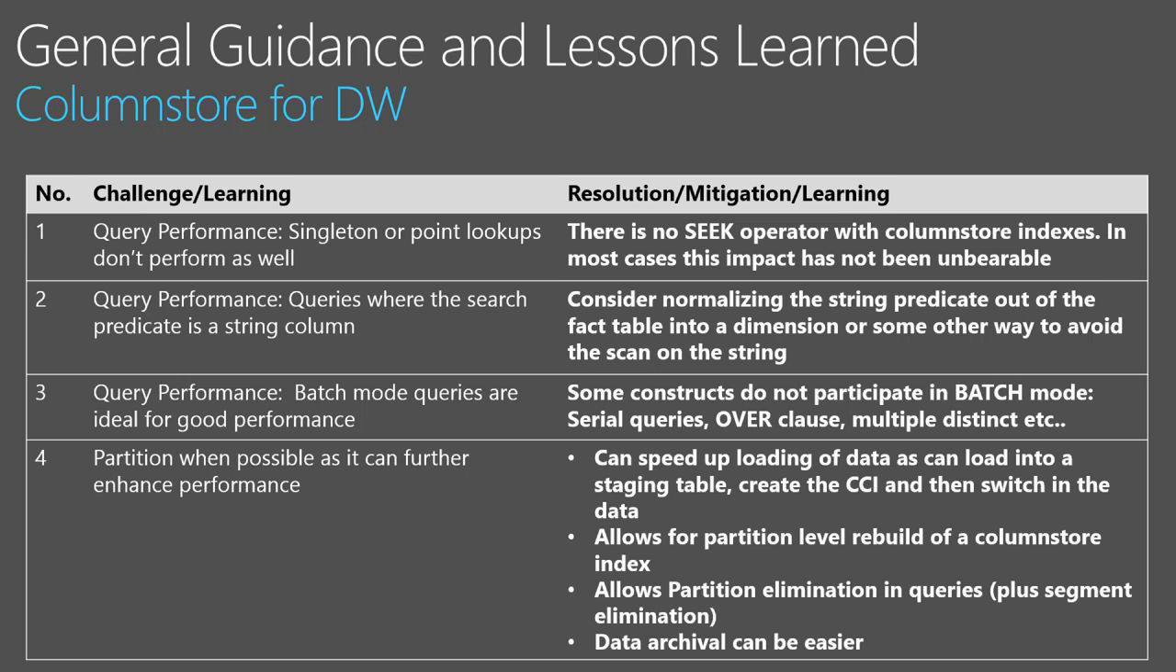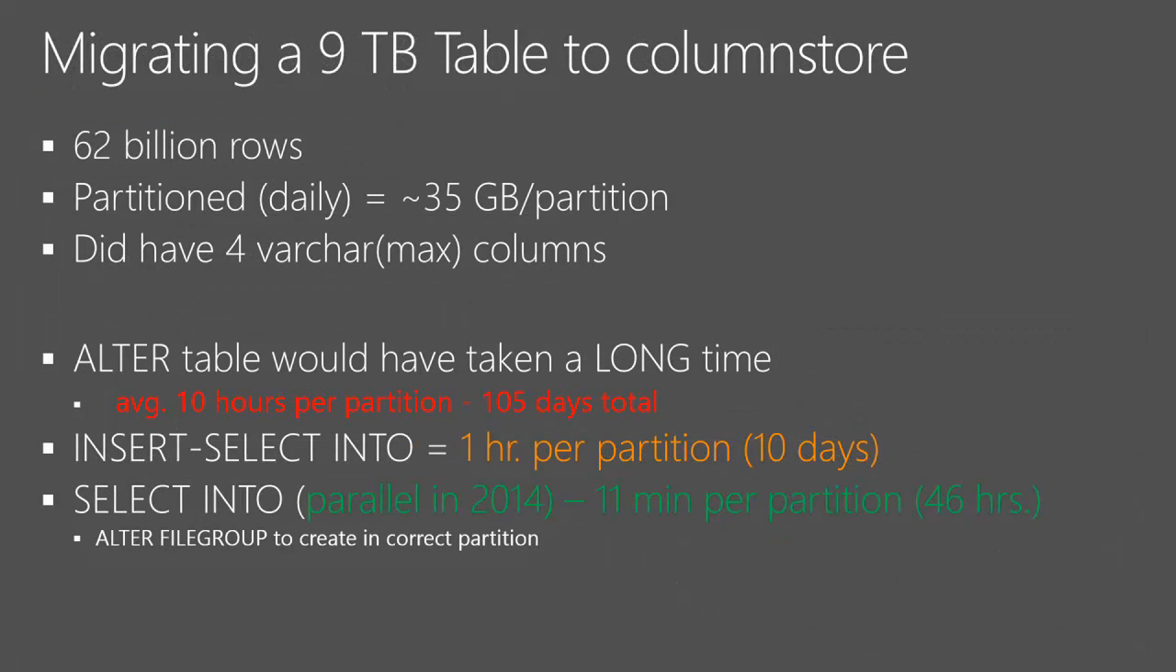So I just have one more example of that consideration. I was working with a customer. I actually happened to mention this in my session yesterday. It was the NASDAQ, and they had about a 9 terabyte table that they wanted to convert to Columnstore. So I just want to talk about a few of the considerations there. The table had about 62 billion rows. It was partitioned daily, approximately 35 gig per partition, so about 255 partitions in the scheme.